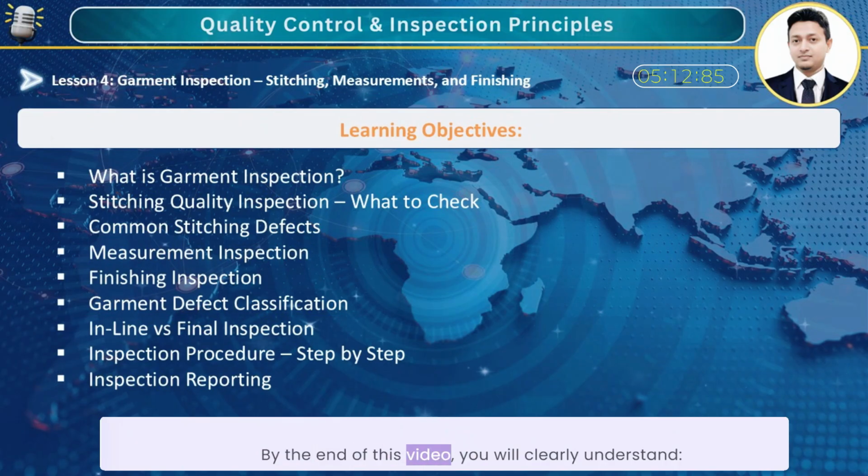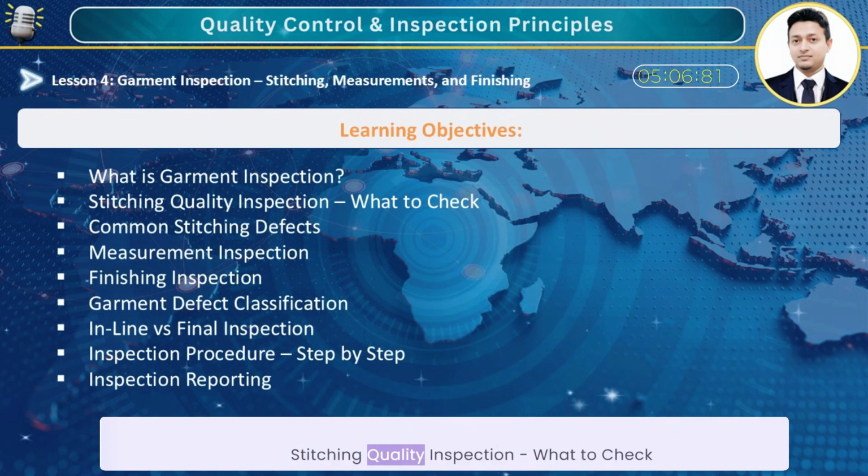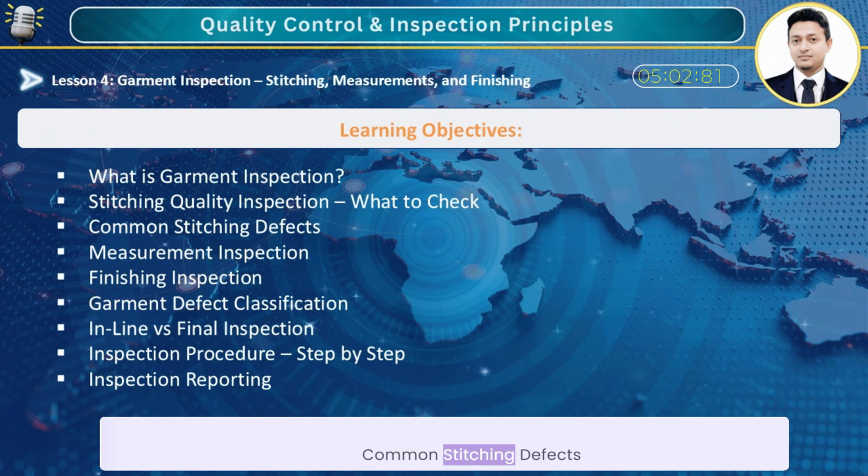By the end of this video, you will clearly understand what garment inspection is, stitching quality inspection, what to check, common stitching defects, measurement inspection, finishing inspection, garment defect classification, inline versus final inspection, inspection procedure step by step, and inspection reporting.